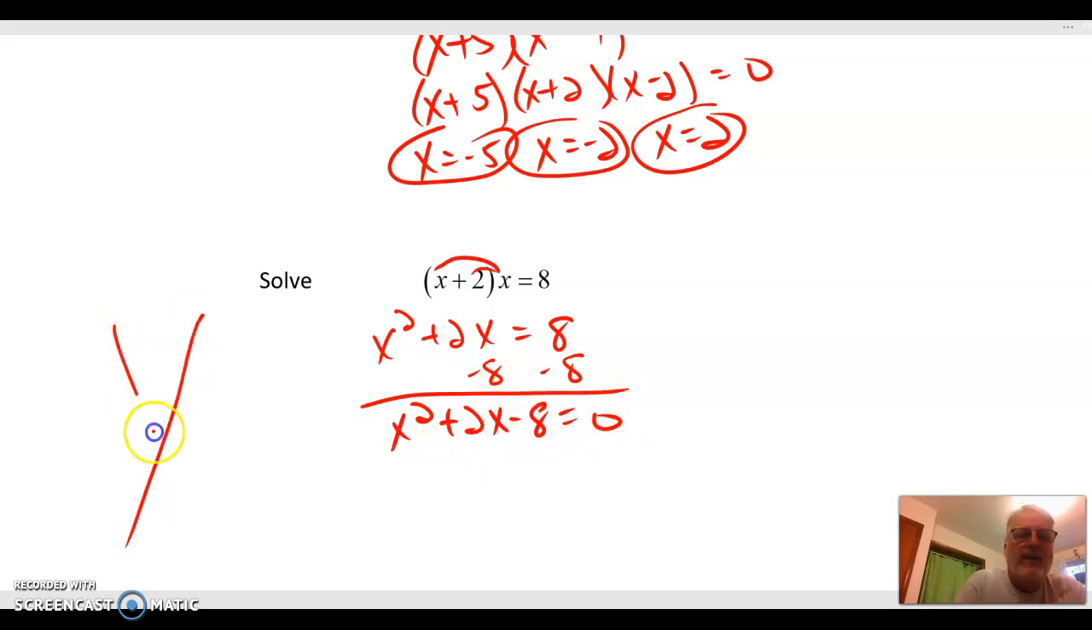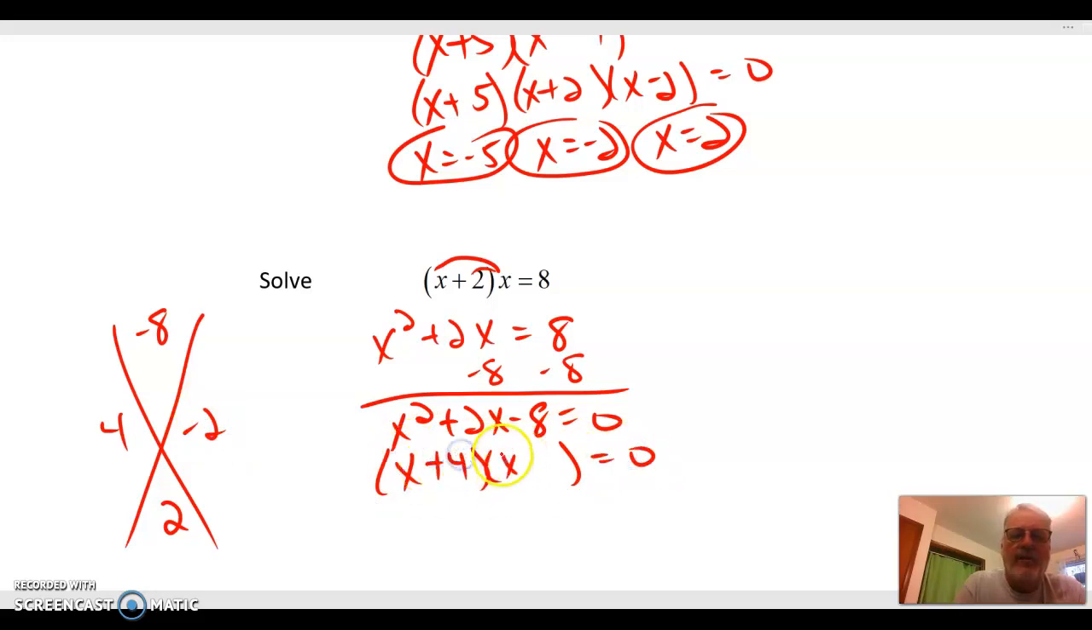So now we're back to when we can use this rule. I've got factors of negative 8 that add up to be 2, and that would be 4 and negative 2. So when I do my parentheses, I've got x plus 4 and x minus 2. So that means that x equals negative 4 and x equals 2.